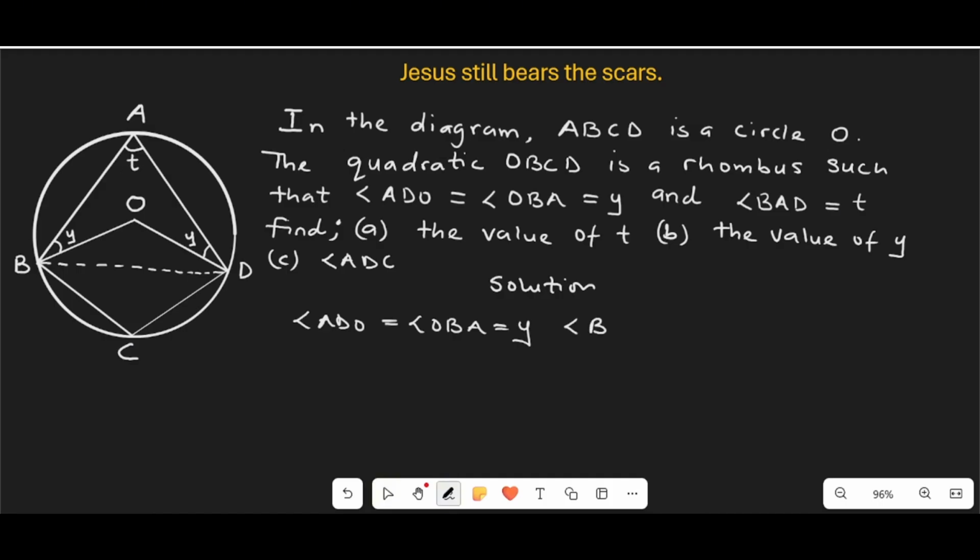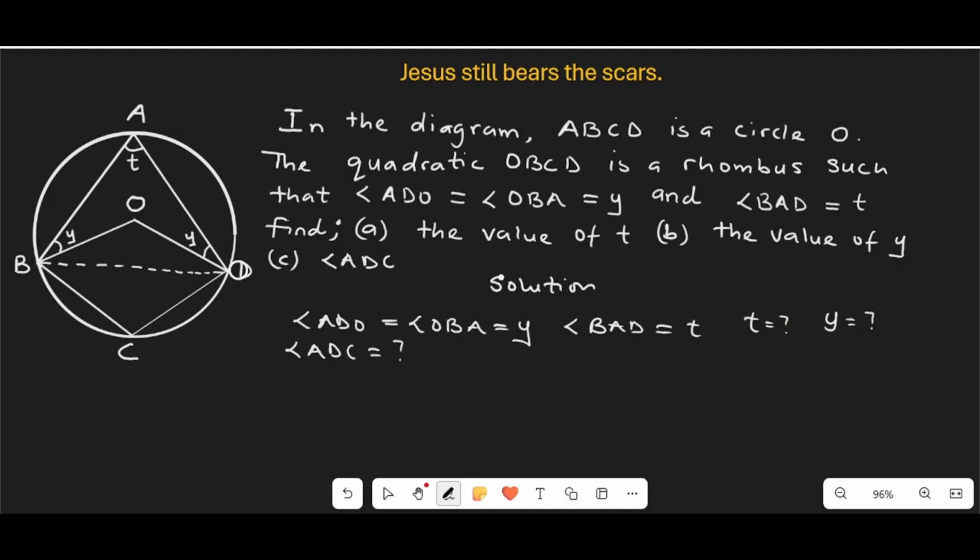Angle BAD equals T, and we were given that we should find the value of T. So T is unknown, also Y is unknown, and angle ADC is unknown.